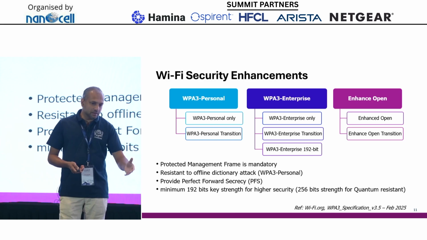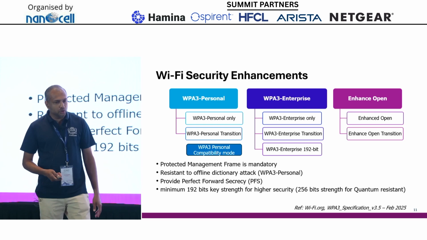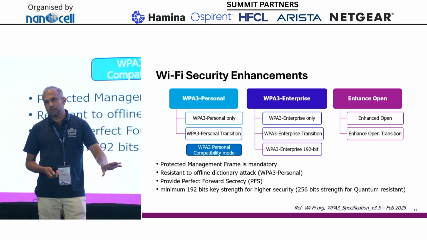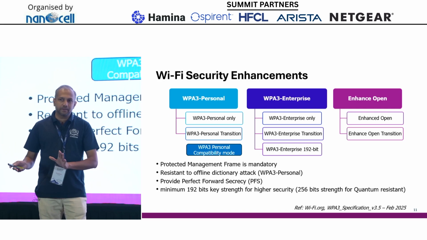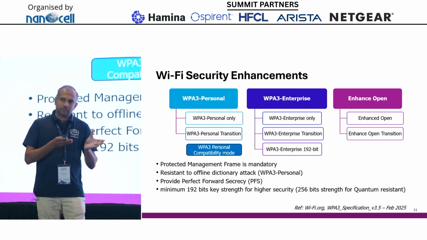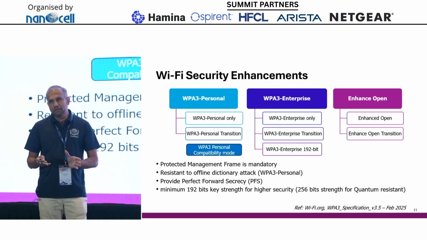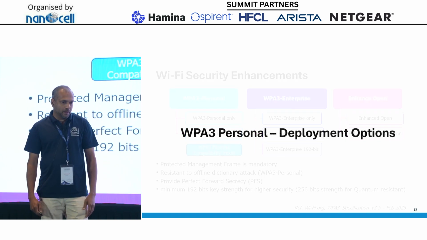In that sense, in the Wi-Fi Alliance specification 3.4, they introduce a mode called compatibility mode for the personal scenario. But in the enterprise scenario, no complexity, they leave it like that. So that way you have to decide whether transition only or compatibility mode is what you are going to implement.